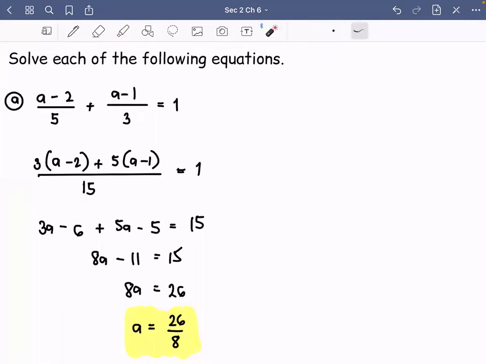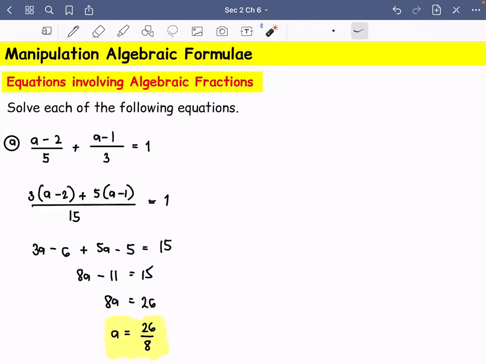So this is the whole process. Again, this is about solving equations wherein we have fractions. All right. Now let's go to letter B.